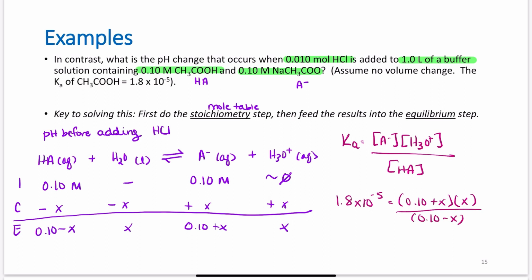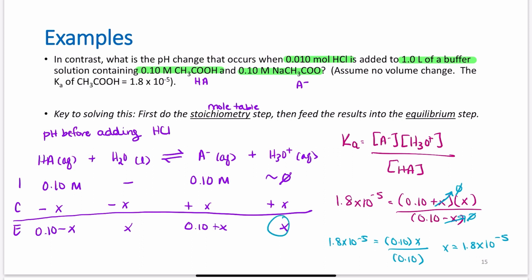Just like in the previous chapter, we assume that x is really small as compared to that 0.1 molar value we have for the acid and conjugate base. Because our Ka is so small, the amount that actually dissociates is probably pretty little. So we assume this goes to 0 and this goes to 0, which simplifies our equation. We have 1.8 times 10 to the minus fifth equal to 0.10 times x divided by 0.10, which means x is equal to 1.8 times 10 to the negative fifth.